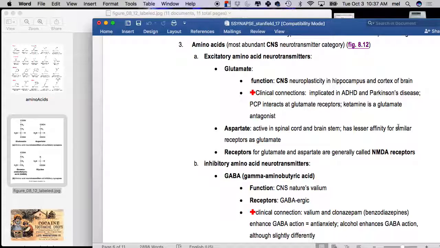Okay, so clinical connections. Glutamate is also one of the ones that's implicated in ADHD. ADHD is interesting. There's glutamate where there shouldn't be. There's not enough glutamate where there should be. And it's not only glutamate, but also some other things. It's also implicated in Parkinson's disease. Now, Parkinson's is mostly dopamine, but it also has some to do with glutamate.